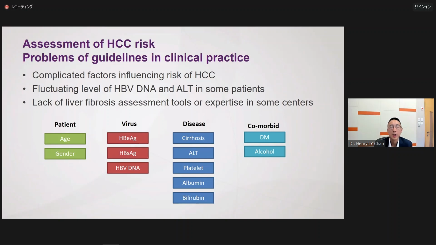And recently, there are also emerging data suggesting that diabetes can increase the risk of liver cancer, and of course, alcohol can increase the risk of HCC. But some of these factors are static, but some of these factors change with time, like HBV DNA, ALT level. And another factor like liver cirrhosis, the assessment may not be easy, and sometimes it is hard to define whether a patient has cirrhosis or not.